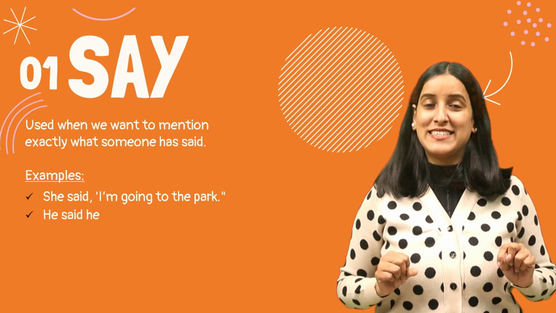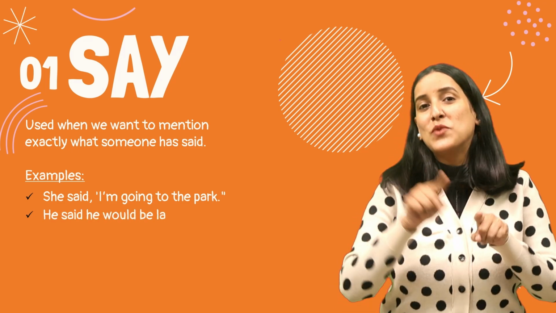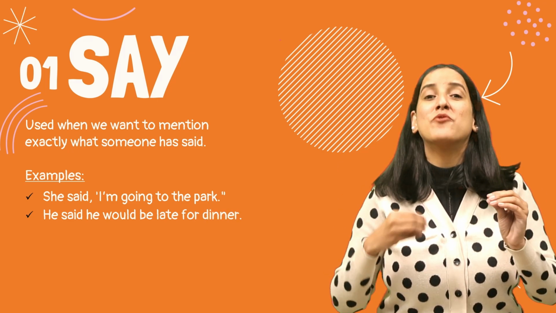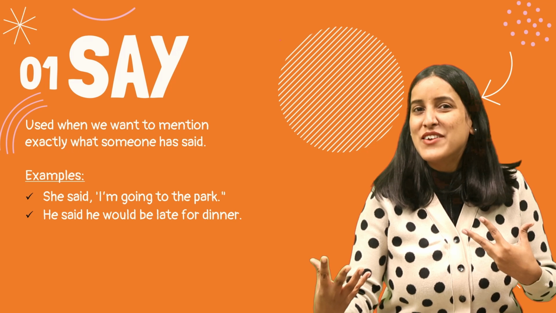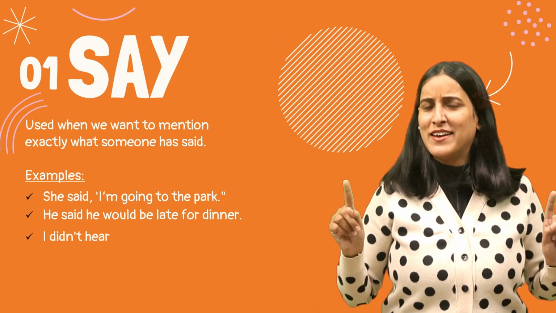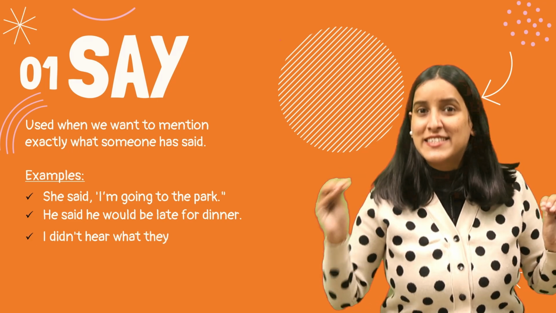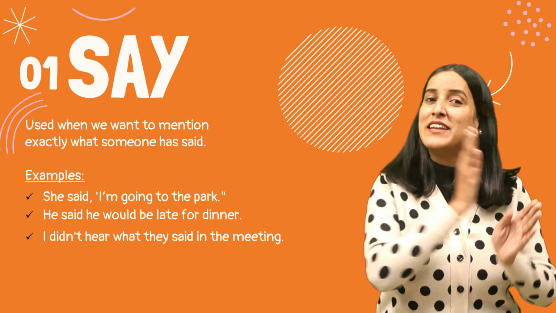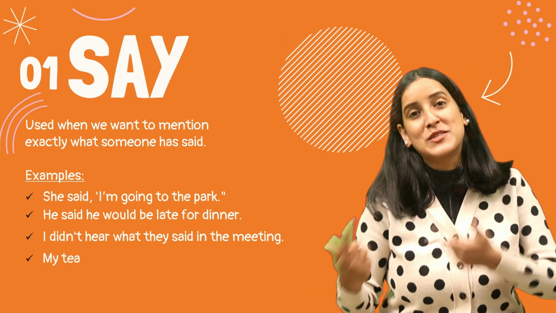Now let's look at the second example. "He said he would be late for dinner." Now why did we use said here? Because we are mentioning what he said, right? Now the third one, "I didn't hear what they said in the meeting." Now again, why did we use said? Said is used to refer to the words spoken by others. That is why we use this word said.